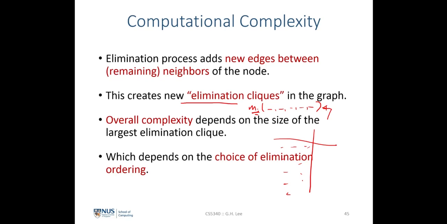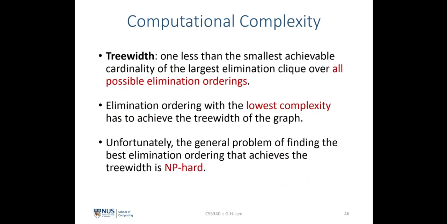to the choice of the elimination ordering, which means that a wrong choice of the elimination ordering could end up with a large elimination clique in the graph. The way to measure this is what we call the tree width. It's defined as 1 less than the smallest achievable cardinality of the largest elimination clique over all possible elimination orderings.